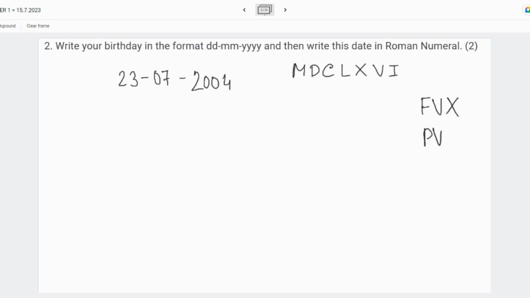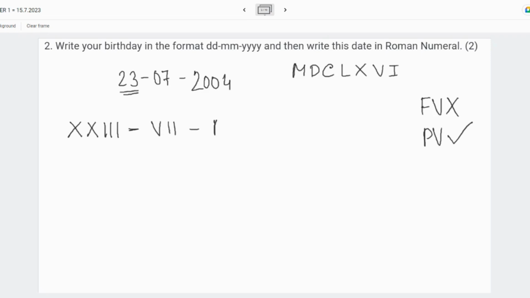And as I said, we will consider the place value and not the face value. So 23, 20 is important. It's not 2, 3. 23. So XX, 10 plus 10 gives me 20. I is 3. 20 plus 3 is 23. 07, we do not consider the 0. It is just the 7 part.